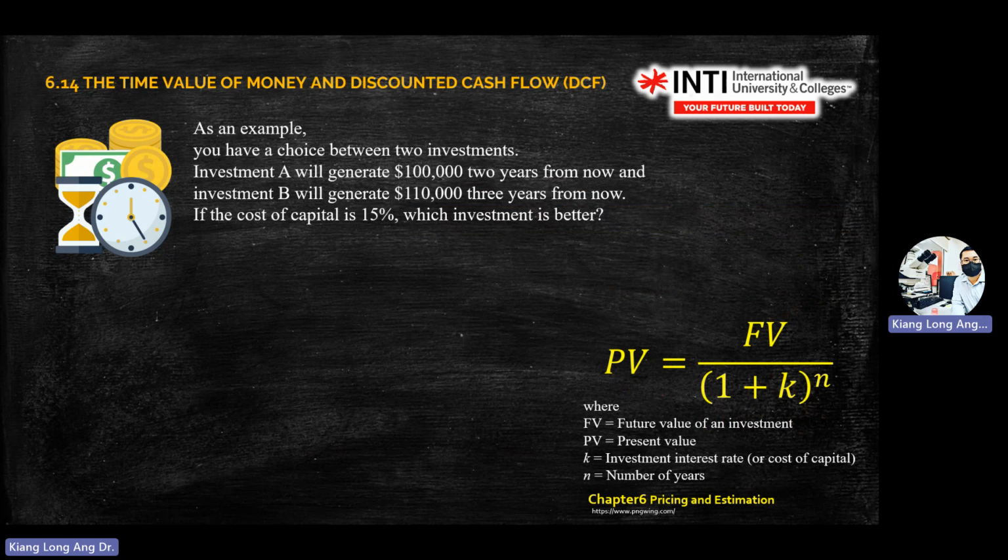Now another example to apply this formula. You have a choice between two investments. This kind of question will come up, asking for your decision making: whether it's a good investment or which one you should go with, project A or project B, and explain why. Investment A generates 100,000 two years from now. Investment B generates 110,000 three years from now. If the cost of capital is 15%, which investment is better, meaning you make more money?